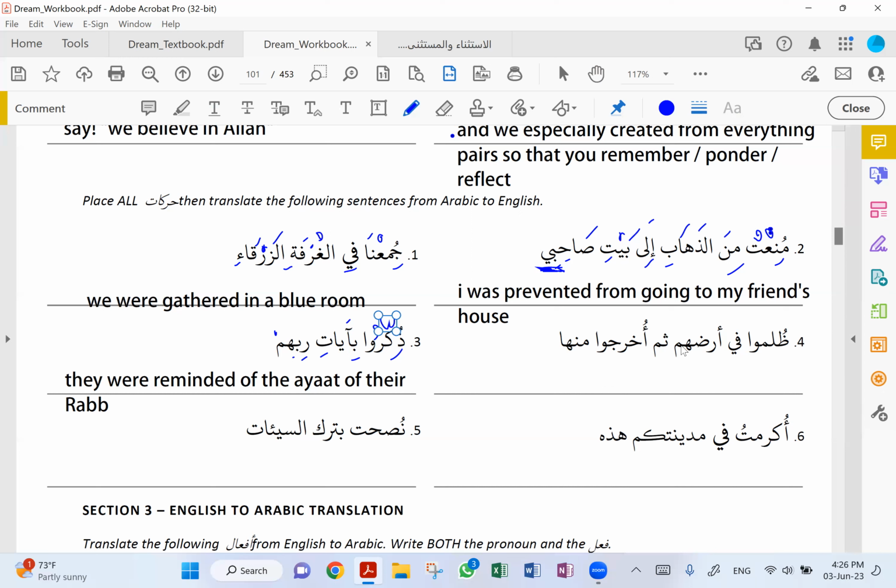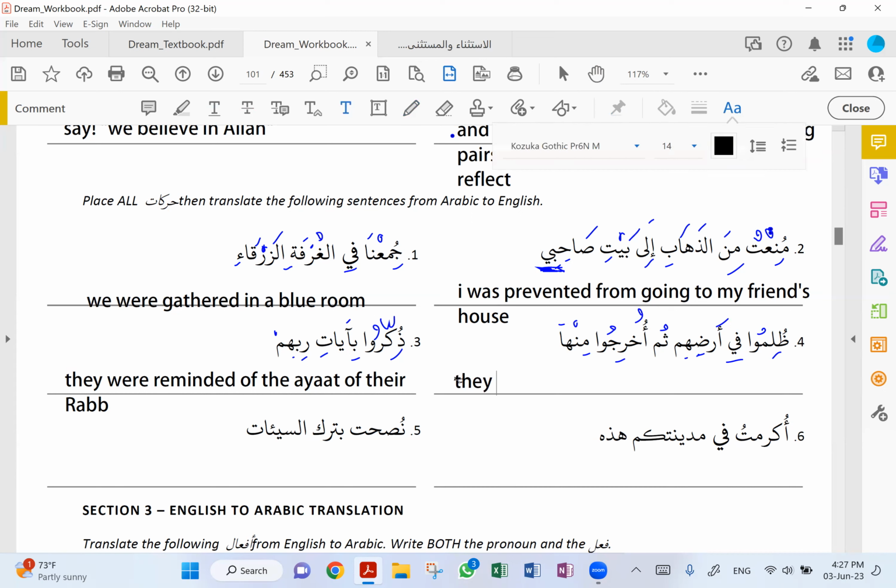Number 4. ظلموا في أرضهم ثم أخرجوا منها. They were oppressors in their land. And then أخرجوا منها, and they were removed out of it. Expelled. They were oppressed in their land, then they were expelled from it. Yes.